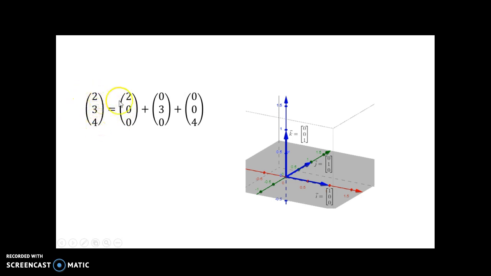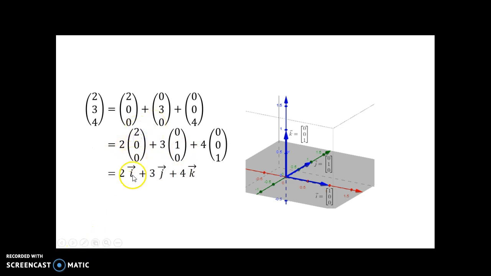So we have 3 components. We'll break it up into 3 vectors, each of which only contains one of the components: 2, 0, 0 plus 0, 3, 0 plus 0, 0, 4. They still add up to give us that. Now I'm going to factor out a 2, a 3, and a 4, and write it in, oops, this should be a 1 right here. So let's make that a 1. Now let me do this.